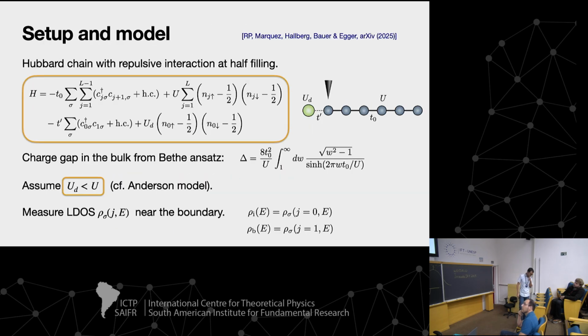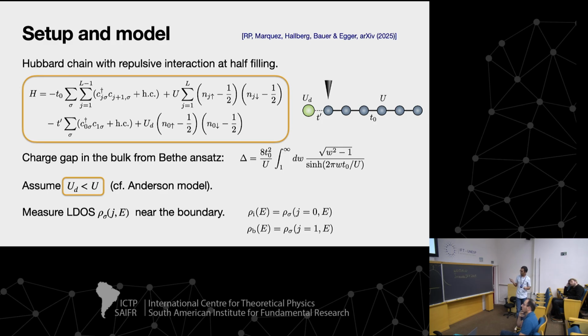So here is the model that we analyze. It is some kind of an Anderson model in 1D, where there's hopping in the bulk, and hopping to the impurity site at the boundary, and there is a U_D at the impurity site and U in the bulk. And then when you take the infinite chain, this is just the Hubbard chain. It's exactly solvable by Bethe ansatz. We know the exact expression for the charge gap.